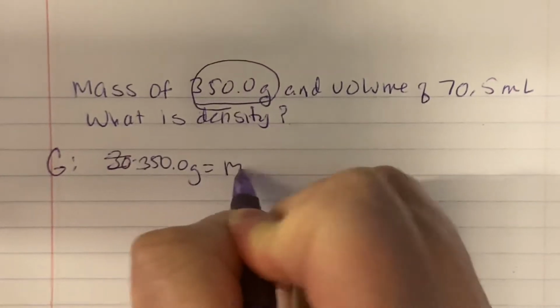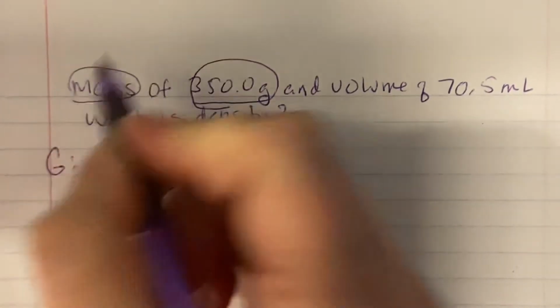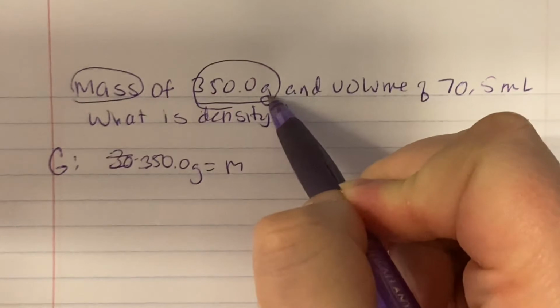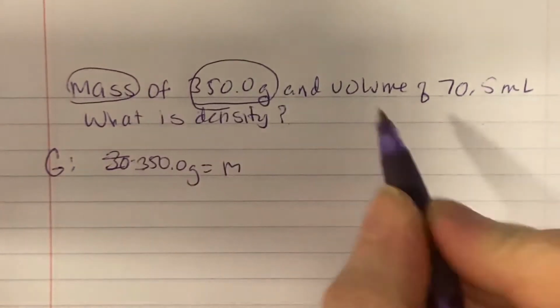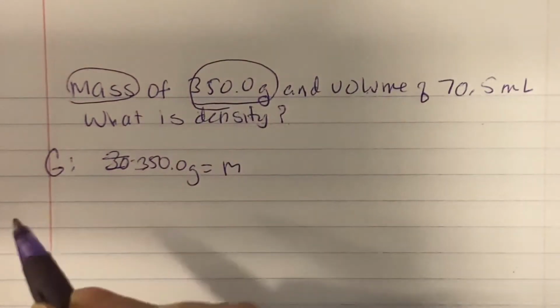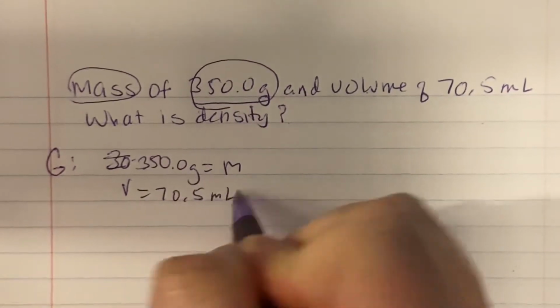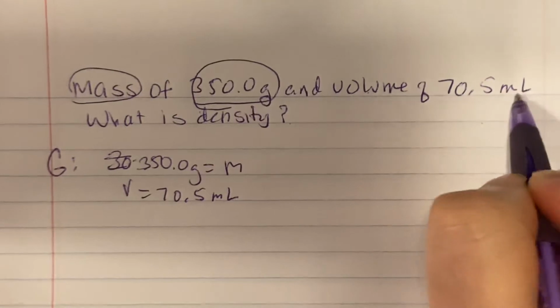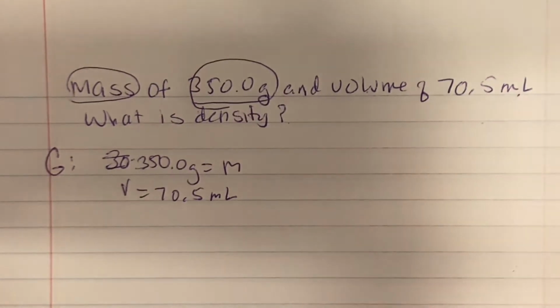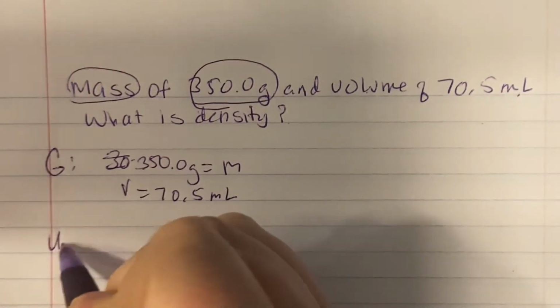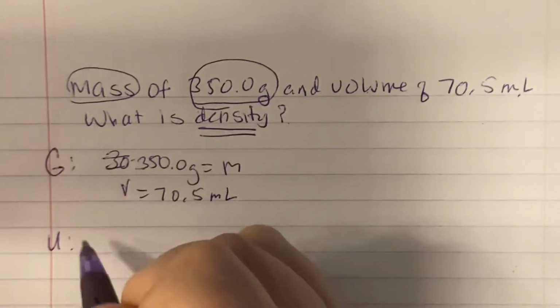And we know that's a mass, one, because they told us, but two, you should also be recognizing grams are going to be mass, because sometimes they won't say the word mass. And a volume of 70.5 milliliters. And again, it won't always say volume, but you should know milliliters or liters is going to be your volume measurements. Unknown, what is the density?